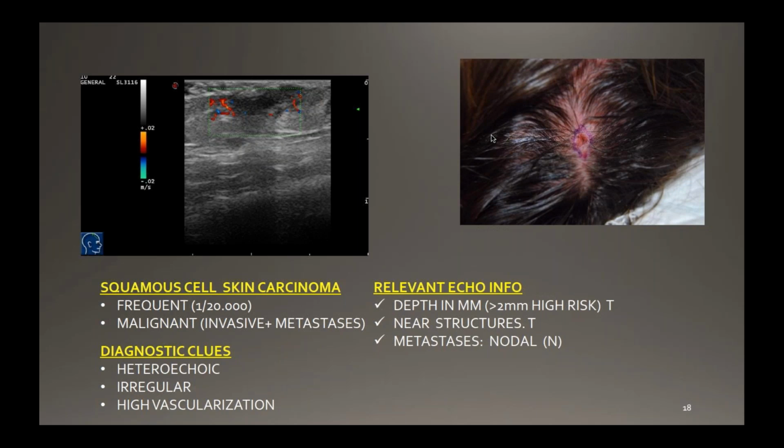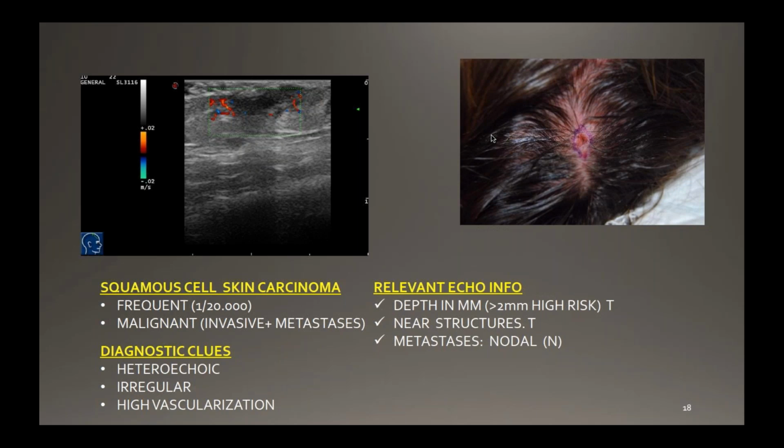We know that high risk squamous cell carcinomas are those that are more than 2 millimeters. When this tumor reaches more than 2 millimeters, it's high risk. It has high risk of recurrence. Then sometimes surgery must be wider or combined with radiotherapy.